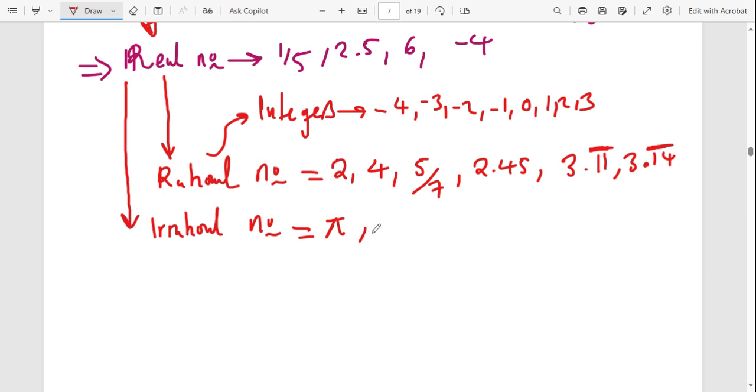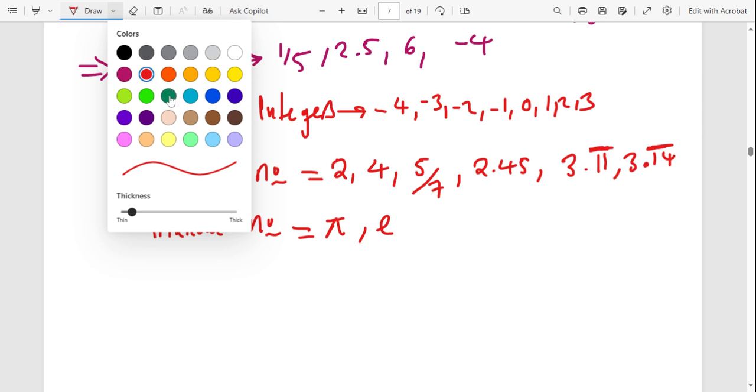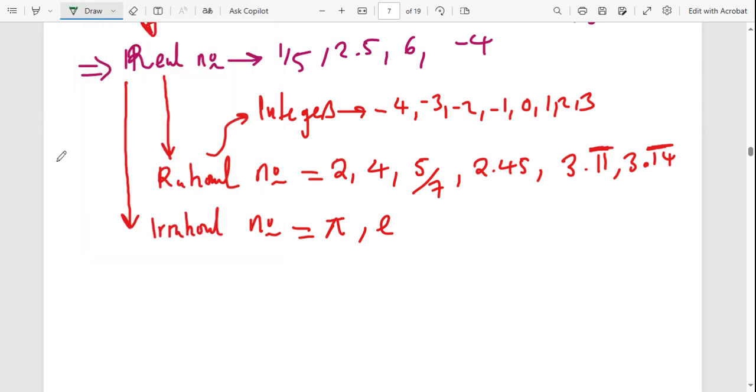There's also what we call Euler's number, e. You'll be able to see it more when we are using it, when we start the topic of exponential functions and logarithmic functions.